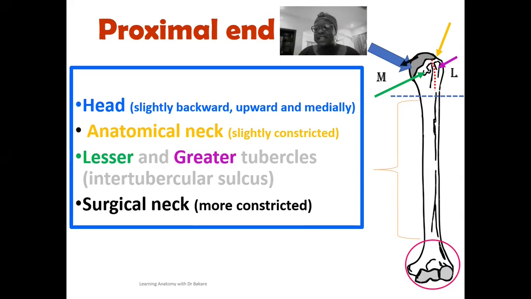More inferiorly to the tubercles, we then have the surgical neck. This is the surgical neck here, highlighted in black. The surgical neck is surgical because it is the more constricted region around the proximal end of the humerus. This pronounced constriction is what makes it more prone to fracture, because impact will be more felt at this region and cause fracture. So this is why this region is referred to as the surgical neck. These are the different projections seen around the proximal end of the humerus.